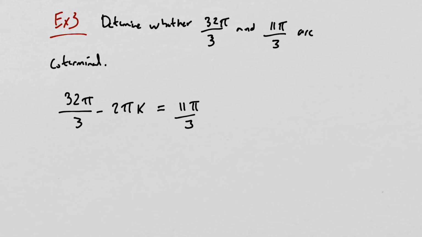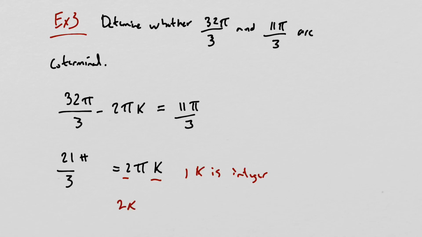Add to both sides the number 2 pi times k, and then subtract from both sides 11 pi divided by 3. Then this becomes 21 pi divided by 3 is equal to 2 pi times k. We know by definition that k is an integer. Then 2 times k is always an integer, which means that 2k will never be equal to 21 divided by 3, which means this is not true. And so our angles are not coterminal.